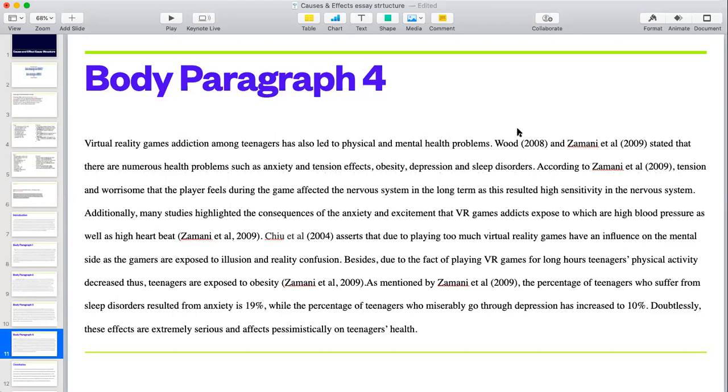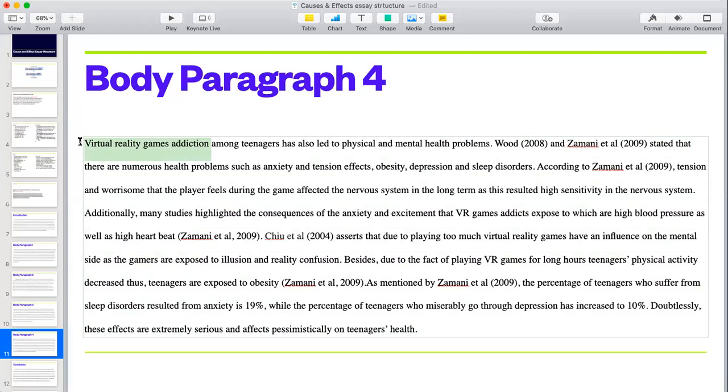This should be about? Second effect. Very, very good. The second effect. So let's look at the topic sentence. Virtual reality games, she is reminding us of the problem, which is very important because by now I'm reading the fourth body paragraph, I already forgot what the problem was. So in her topic sentence, she reminds me again of what the problem was and she links it to the effect, which is very good.